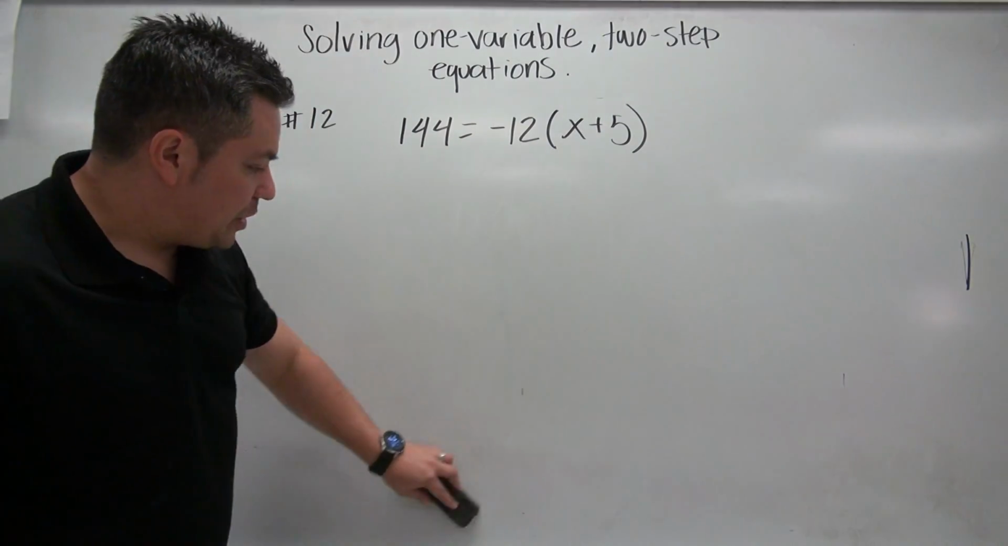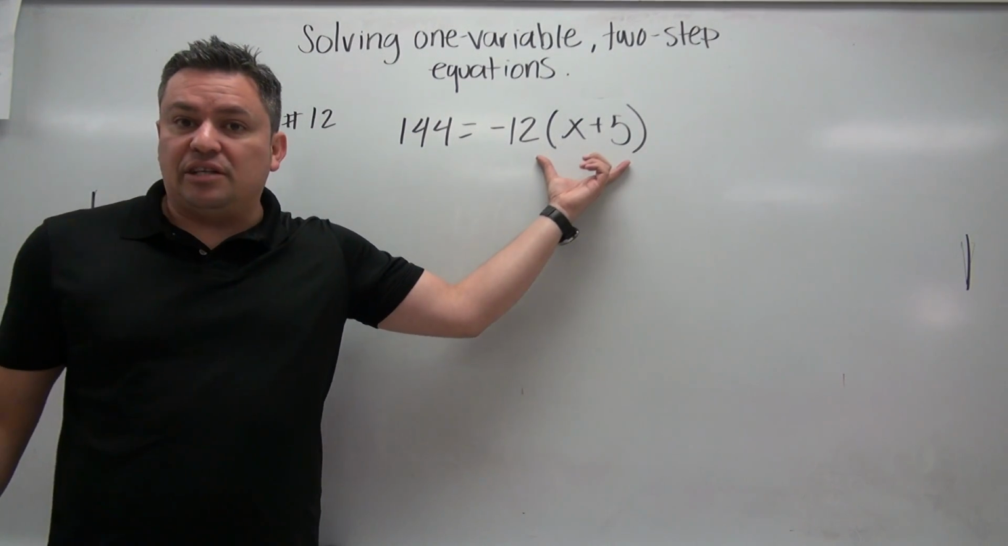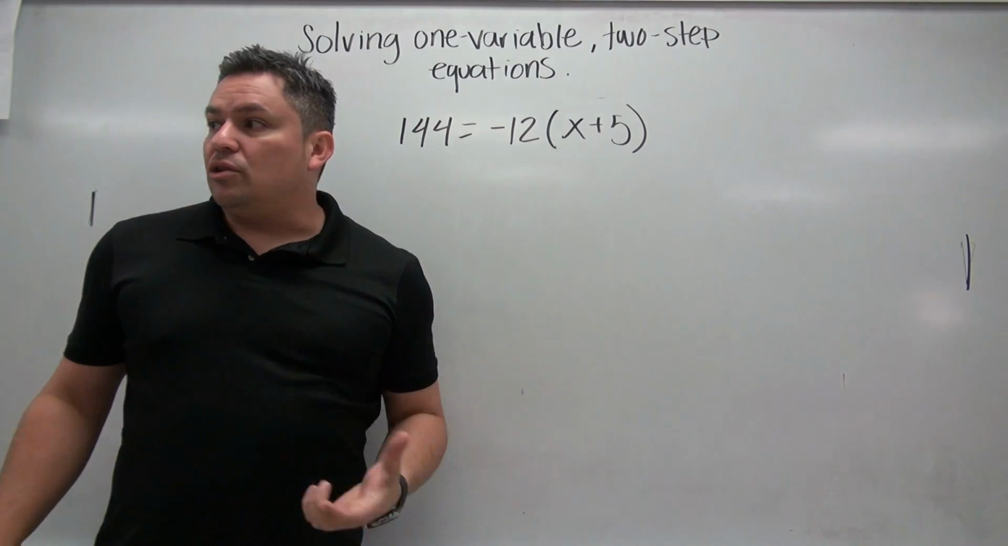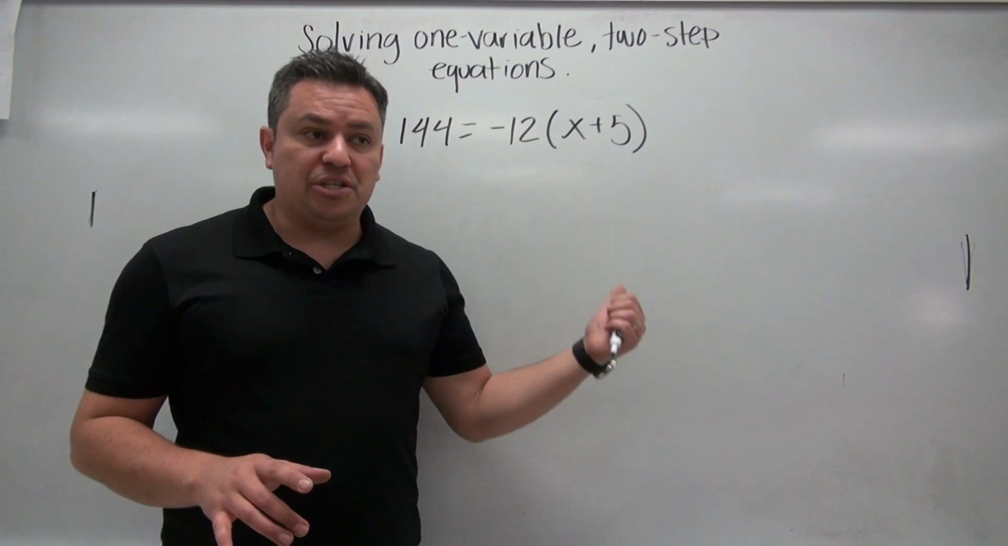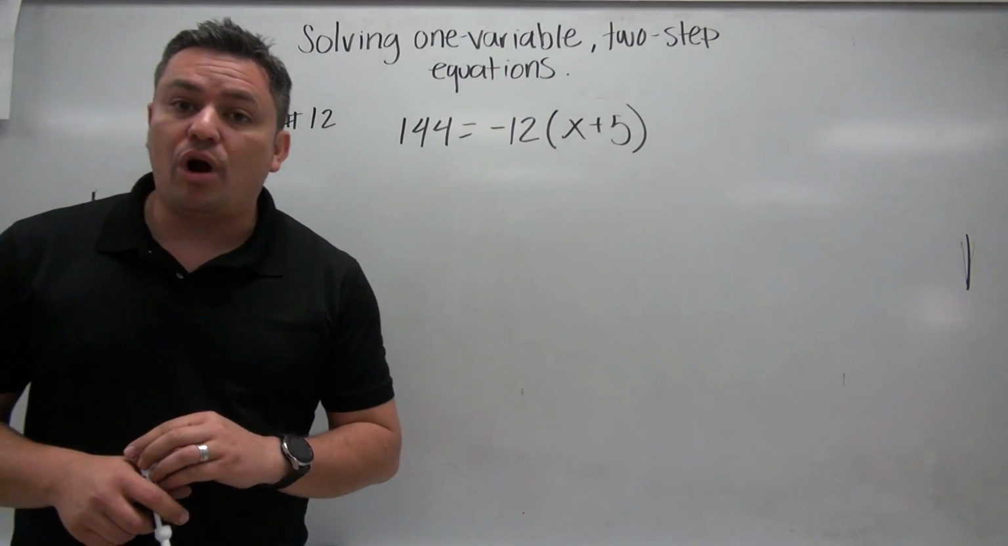Let's look at that real quick. A parenthesis is a group. We already talked about groups before. In order to start doing this, we have to get rid of the groups. We don't like the groups, especially in this case, where we're going to have to do what's called the distributive property.